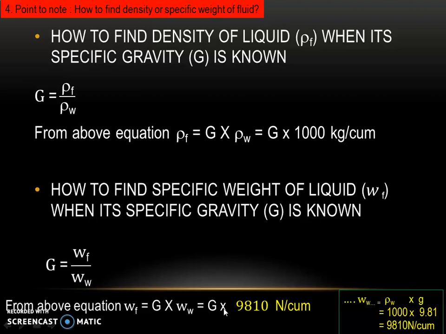G is the value of specific gravity which will be given in the problem. Substitute that here into 9810, which is specific weight of water. We have already seen how to find specific weight of water. Specific weight of water is equal to density of water into g. Density of water is 1000 kg per cubic meter and g is 9.81 meter per second square. 1000 into 9.81 is 9810 and 1 kg meter per second square is written as 1 Newton. Hence, specific weight of water is taken up as 9810 Newton per cubic meter.